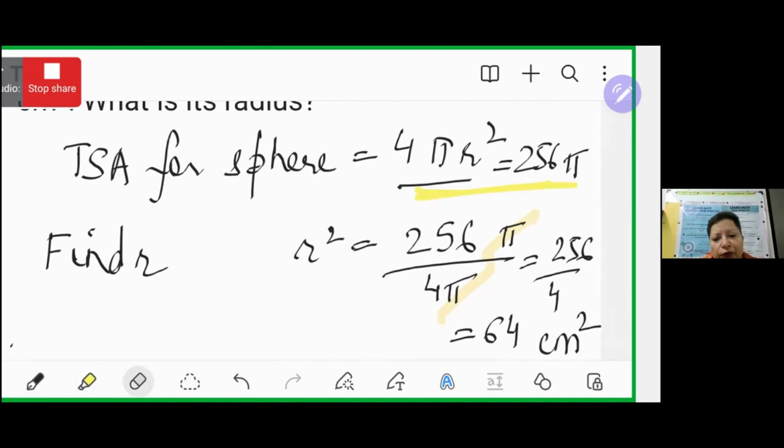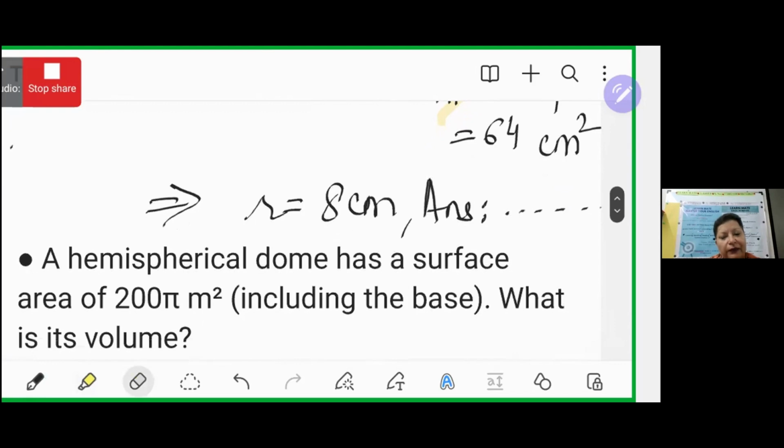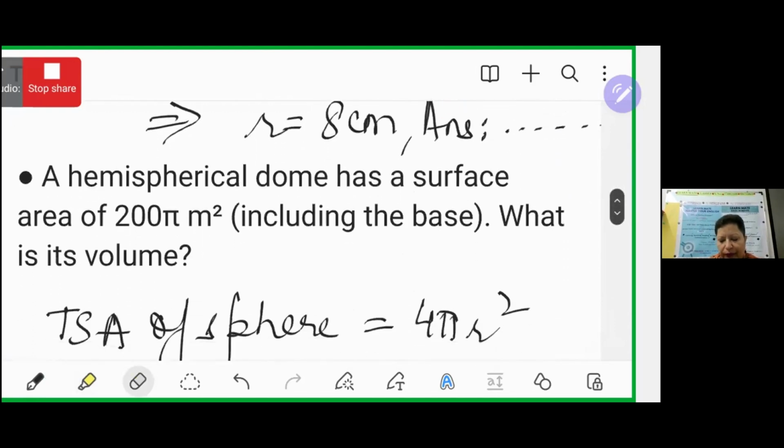R square is equal to 256 pi upon 4 pi. And that finally gives you your r square as 64 and your r as 8 centimeters. Is that okay? Please ensure that you write your answer statements as well.